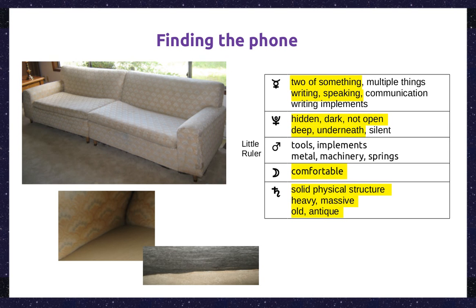And she used to use this sofa for writing and speaking. She would sit on the sofa and write emails. She would sit and speak to people. It was very much a place where she usually did a lot of communication. The sofa also has areas that are hidden, dark and not open. So she had already looked underneath the sofa, but she had in fact stuck her hand down there as far as she could, and she had found things there before, but she had not found her phone looking in between the cushions.